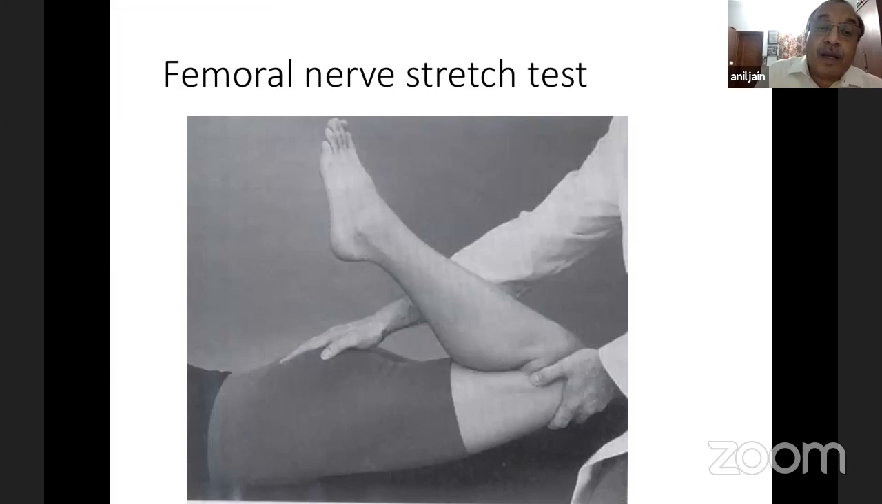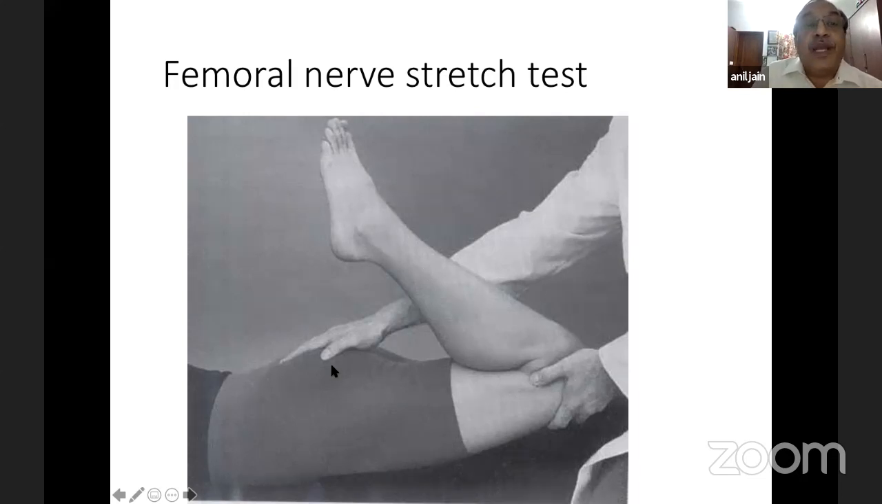Now, the reverse of the SLR, Lasegue's test, is the femoral stretch test for a higher disc. Lasegue's test is generally significant for an L4-5 disc and L5-S1. But for an L3-4 disc, it is the femoral stretch test, where you ask the patient to lie prone, flex the knee and hyperextend the hip.